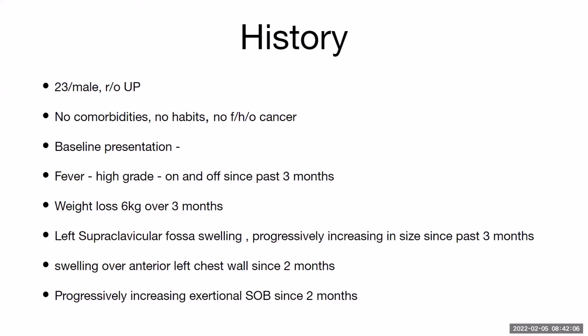Patient also had complaint of swelling over the left chest wall, which appeared after the supraclavicular node. After he noticed the supraclavicular node, the swelling was in the infraclavicular region, and initially it was gradually increasing in size, and it was not movable according to the patient.